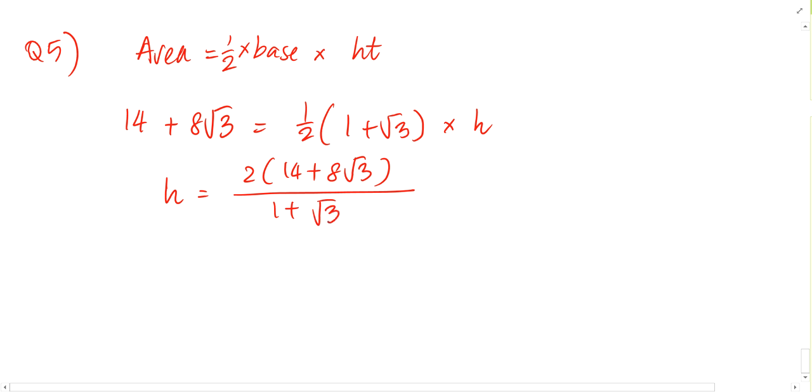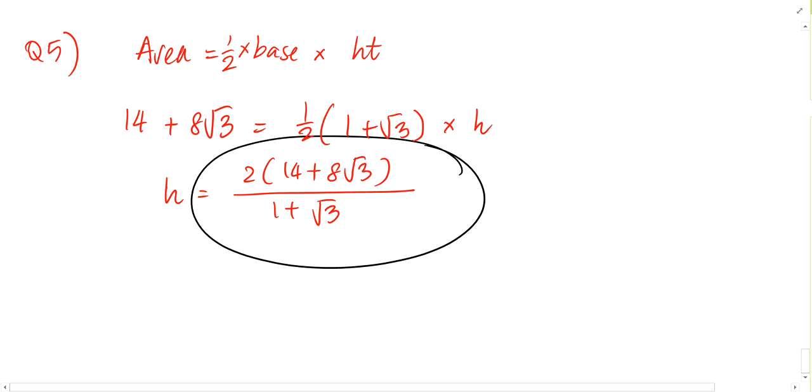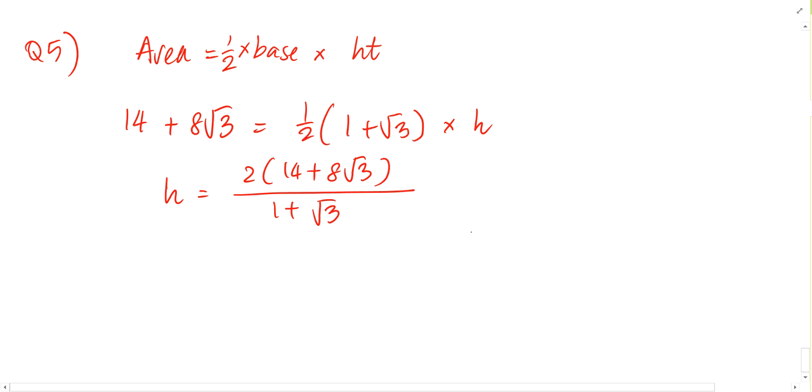Now this is obviously not in the form that the question required, which is 1 plus root 3 cm. Oh, they wanted the exact height. Now, this over here is the exact height, but it is not in that form. I want you to rationalize the denominator, as mentioned many times already. So rationalizing the denominator, this is what I saw. Please don't copy this down.